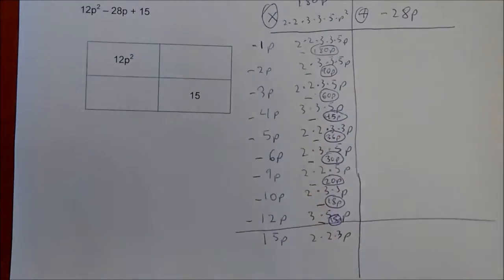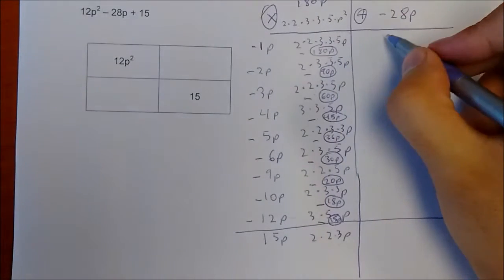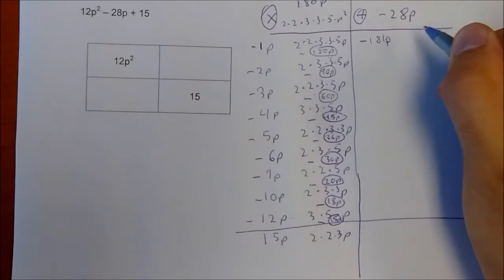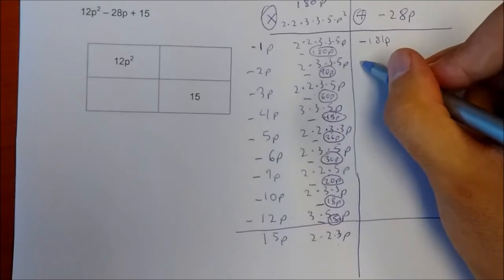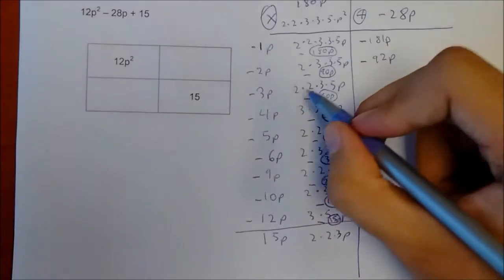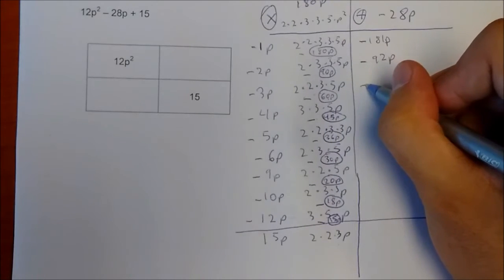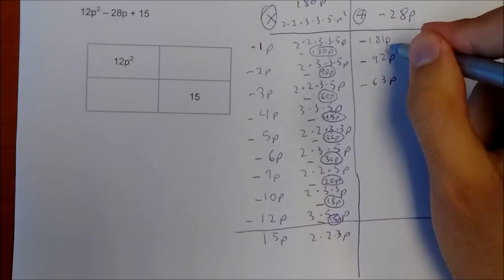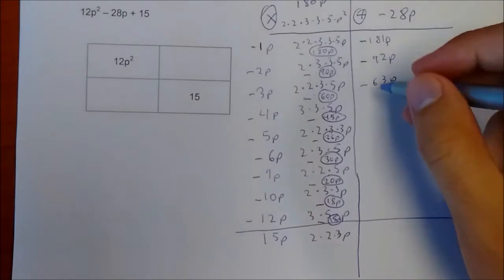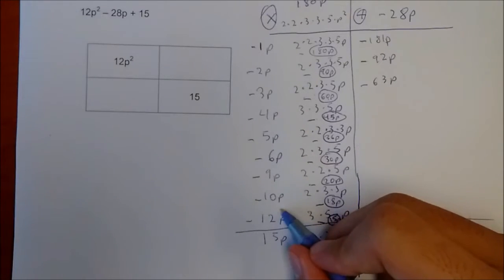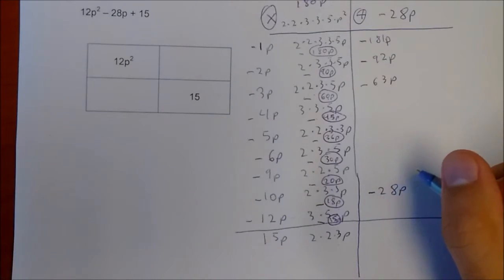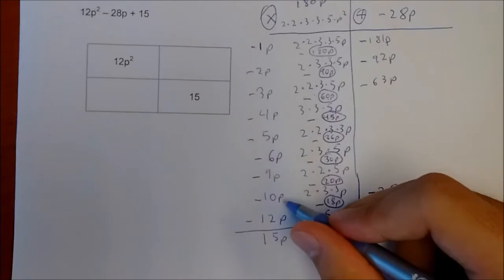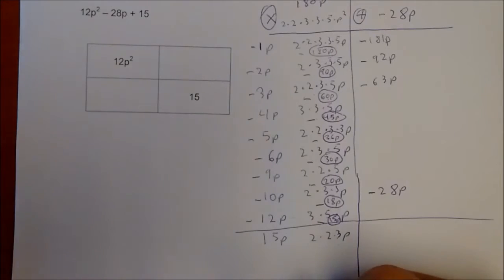So let's get adding. First, let's add negative 1p and negative 180p to get negative 181p, which is not negative 28p, so this is obviously not our pair. And negative 2p with negative 90p gives us negative 92p. Negative 3p and negative 60p add to negative 63p. And you'll notice that they all go down, so I'm just going to skip along a little. And we're just going to add negative 10p and negative 18p to get negative 28p, which is what we were looking for in the beginning, which implies that our two linear terms are going to be negative 10p and negative 18p.